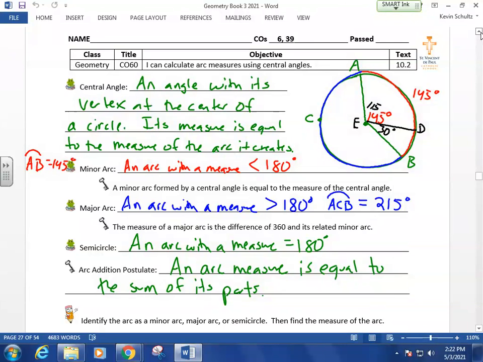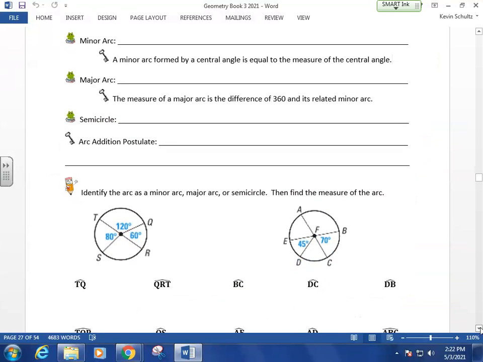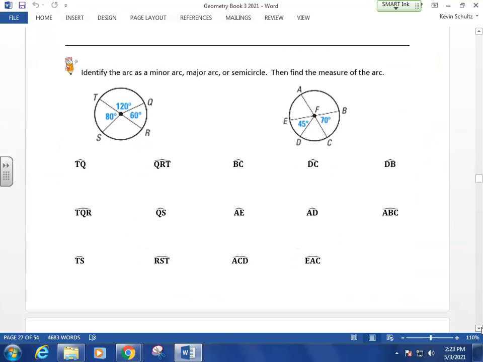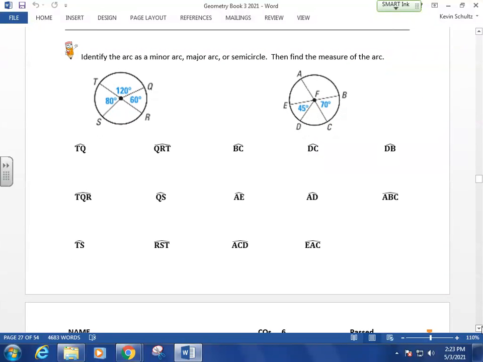Okay. The work down below says identify the arc as a minor arc, major arc, or semicircle, then find the measure of the arc. So we'll just kind of start here. TQ, okay? I wouldn't recommend drawing all the arcs in. It's going to get kind of messy for you, but I've got the luxury of being able to erase this, so I'll do it up here. But arc TQ, is that a minor arc, major arc, or semicircle?